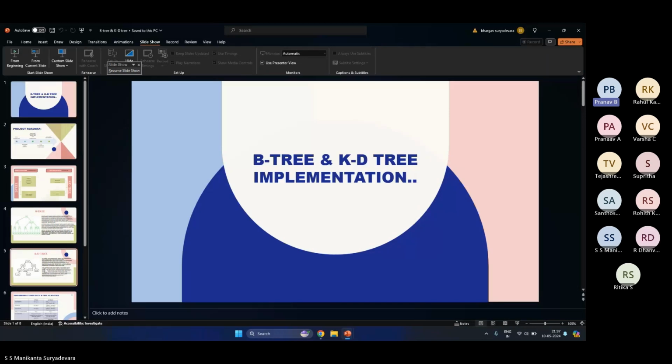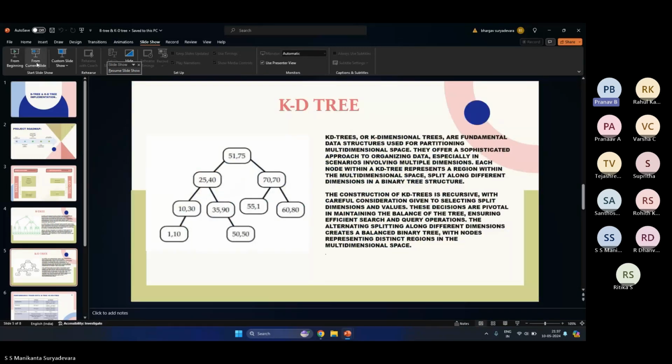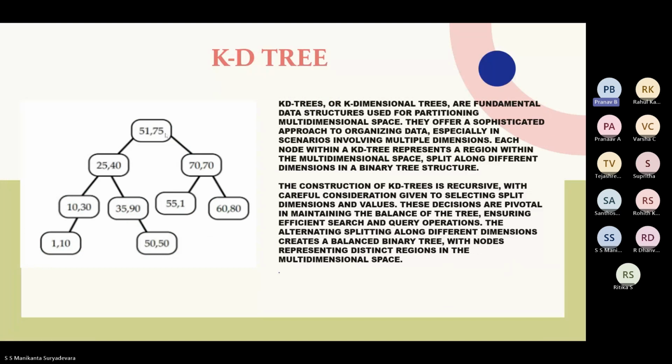Imagine you have a collection of points in a multi-dimensional space, each defined by its coordinates. The KD tree is a hierarchical data structure designed to organize these points efficiently, particularly in higher dimensional spaces.